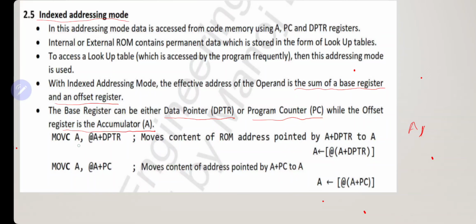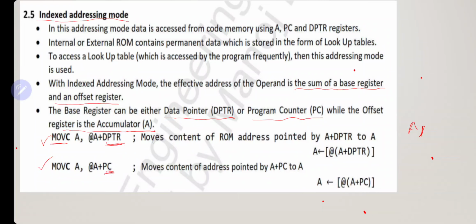For example, MOVC is used in indexed addressing mode. MOVC A, @A+base register, where the base register and offset register should have the @ symbol. So @A+DPTR. These are the two examples of indexed addressing mode: MOVC A, @A+DPTR, or MOVC A, @A+PC. So these two values will be changed. It may be DPTR or maybe PC.